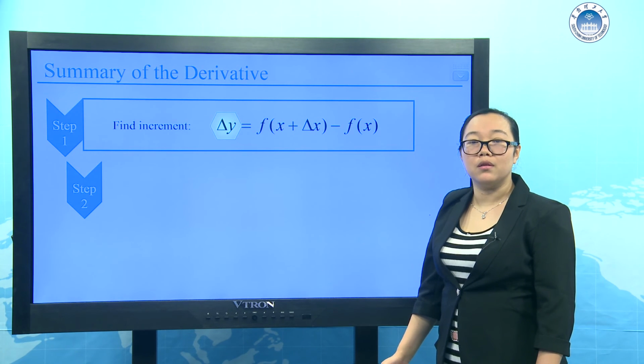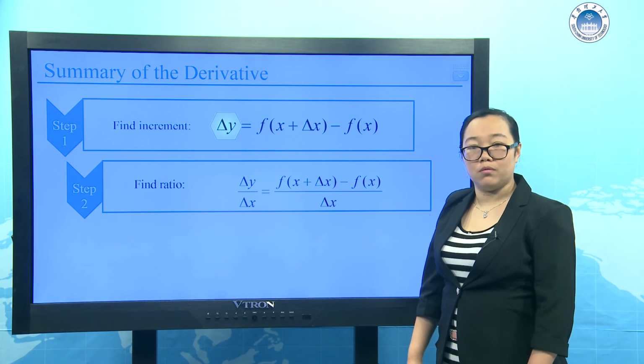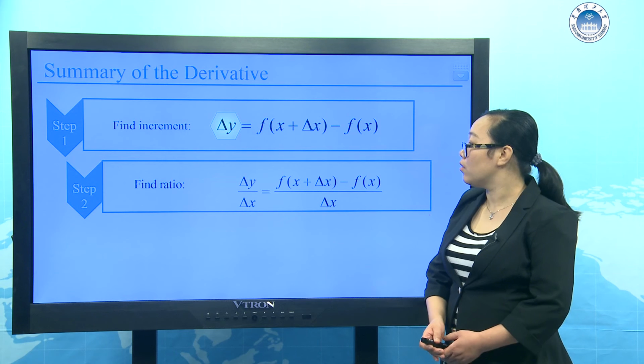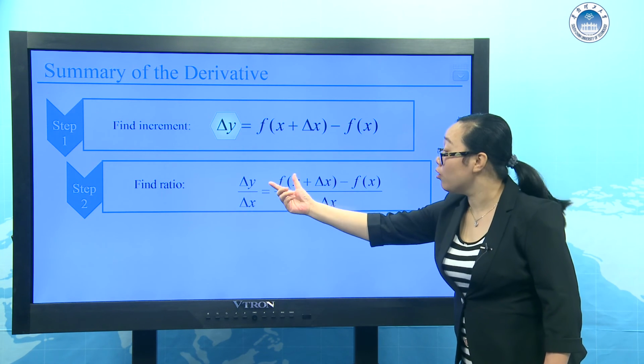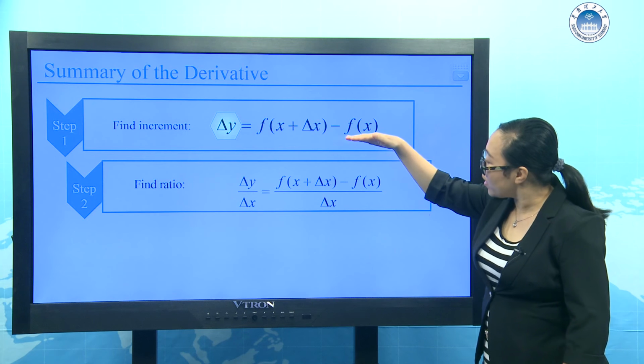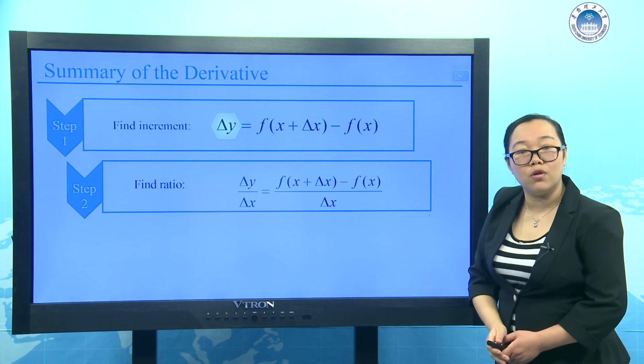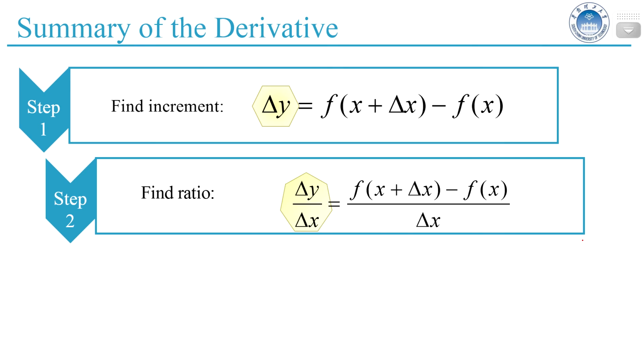Step 2 means do the ratio. Means find the ratio. What ratio? Delta y over delta x. Copy delta y. This expression, write it in this form. Try to find the ratio.